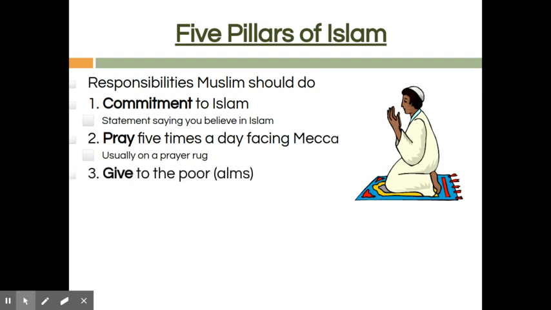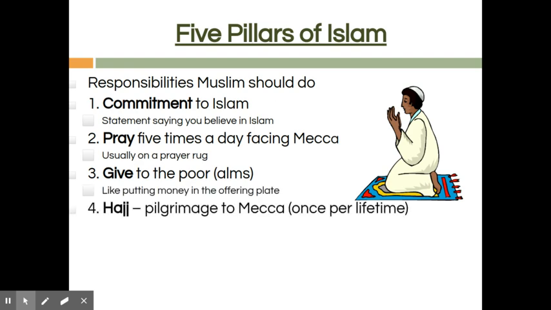Number 3 is giving to the poor. They call that giving alms to the poor. In my church that I attend, we give offering when the plate comes around. So that's kind of the same thing. And so it's a very fascinating concept that's both in the Christian faith as well as the Muslim faith.